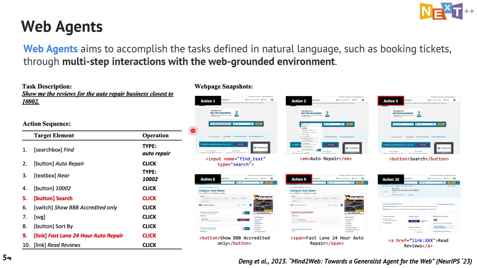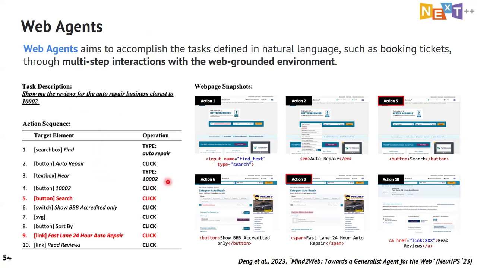So here is an example from the Mind2Web dataset. Given a task instruction from the user, the web agent will need to plan a sequence of actions to take for accomplishing the user requested task. In this example, the given task description is: show me the reviews for the auto repair business closest to 10002. And then the web agent will plan a sequence of actions.